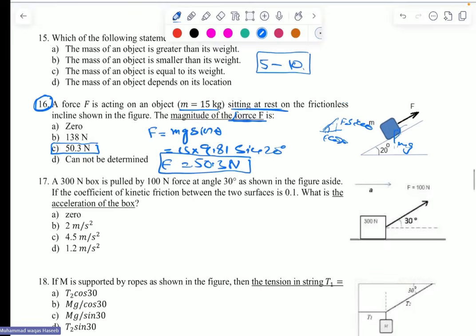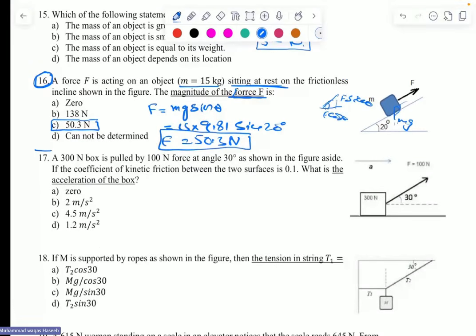Okay. Next question, question number 17. A block of 300 Newton, which is the weight of the object or the normal force, because weight is related to the normal force, is pulled by a 100 Newton force at an angle of 30 degrees, as shown in the figure aside.